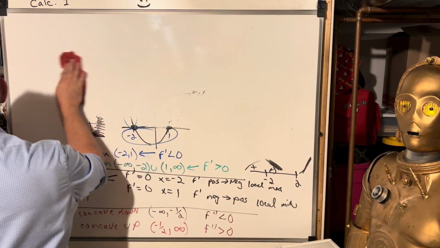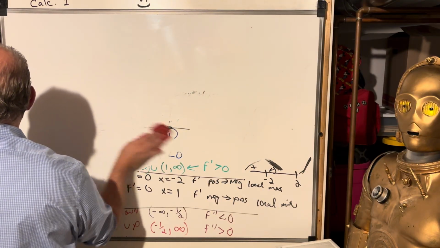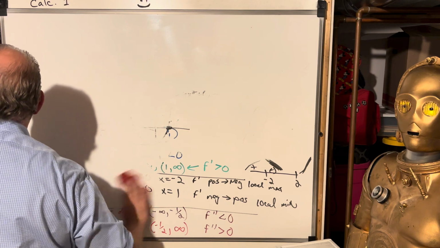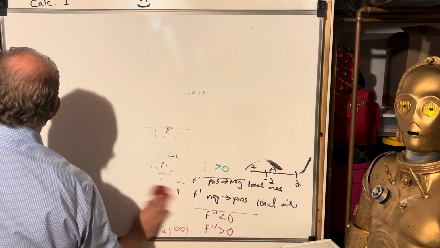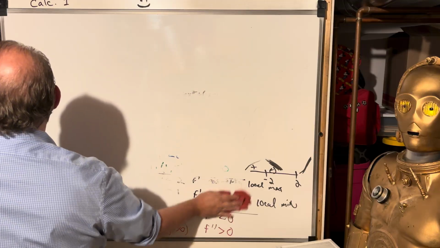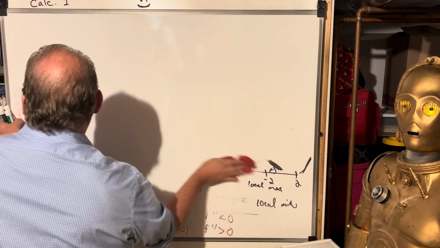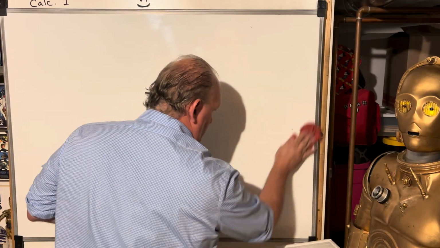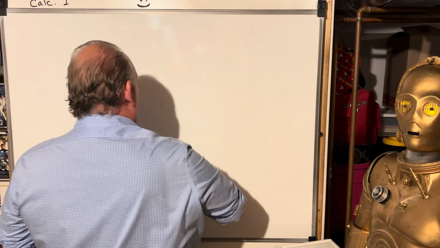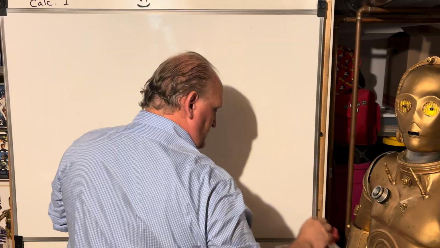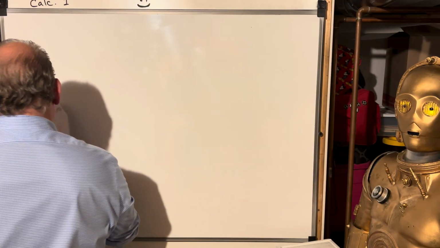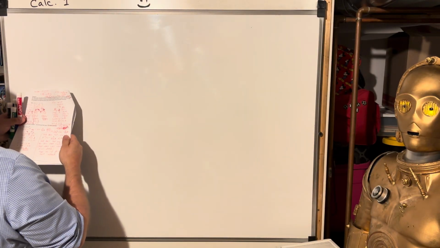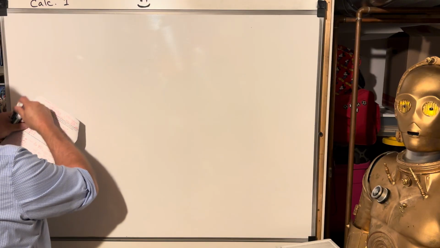So we are going to take the second derivative and put in our critical number. And let's look at those problems. Oh, 2 problems left.